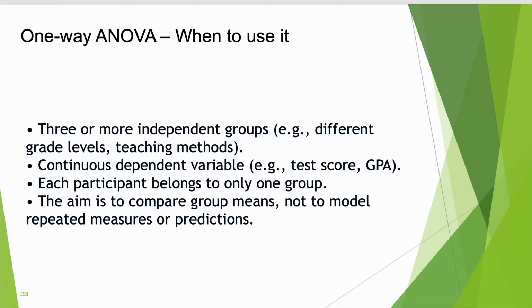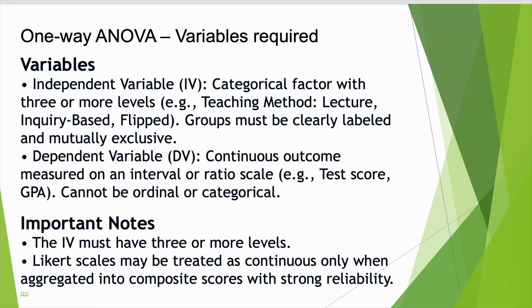Each participant can only be in one group, so I can't have any type of world where someone could belong to 2 groups. And the real thing here is that we're trying to compare group means. That is the really critical piece there. And so for the variables, I need a categorical factor where I'm grouping people. Again, it's called a grouping factor.